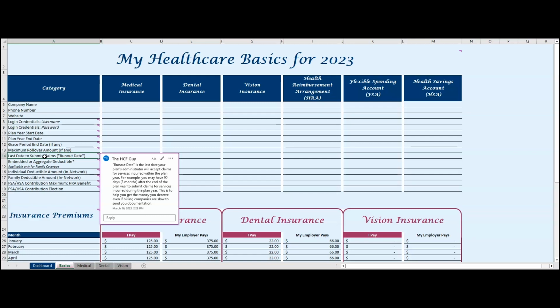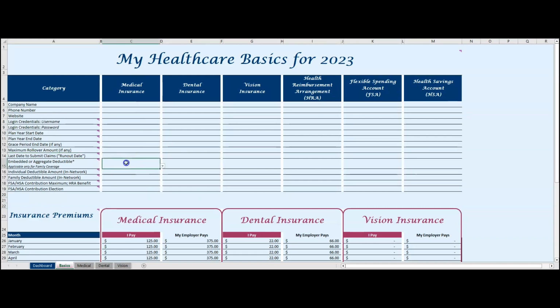The runout date exists because, let's say, for example, you go to the hospital on December 31st of 2023. The service date is within the plan year, but you're probably not going to get the EOB, the explanation of benefits, from your insurance company until a month or 2, maybe even 3 months after. So this runout date gives you the opportunity to gather all of the paperwork and submit it to your administrators so that you don't lose out on your money.